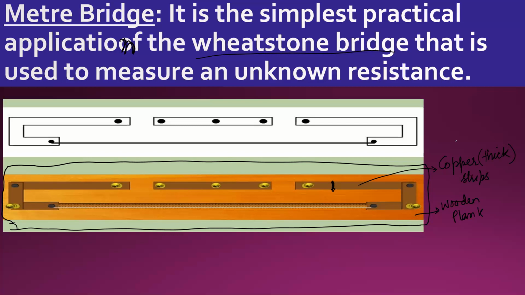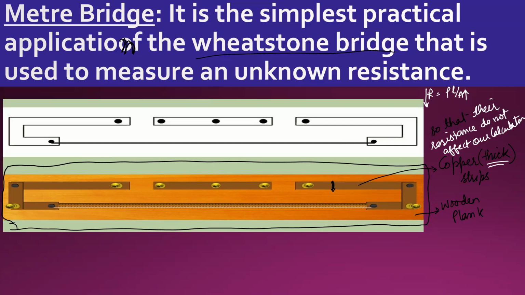Why are these copper strips very thick? So that their resistance does not affect our calculation. Because as they are thick, we know that R is equal to what? Rho L by A. So area is increased. If area is increased, resistance will be decreased. That's why we use thick copper strips over here.